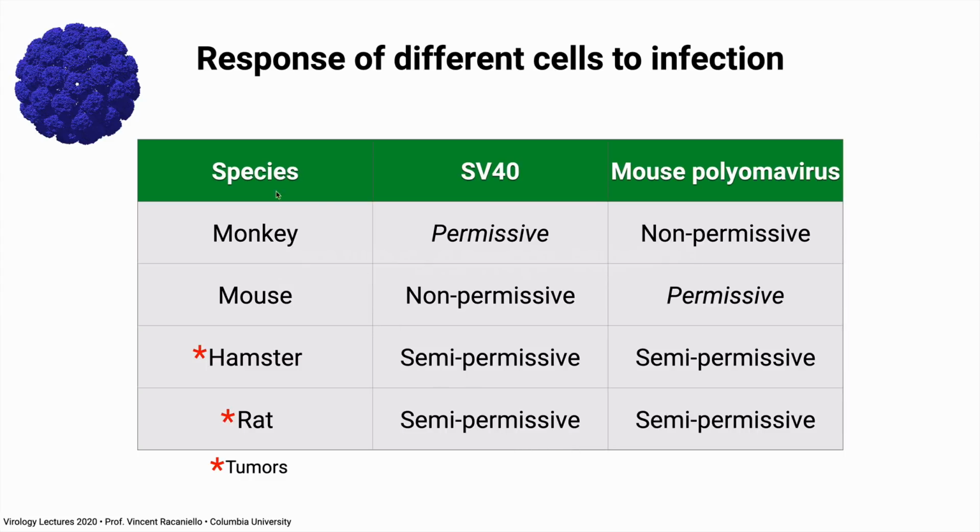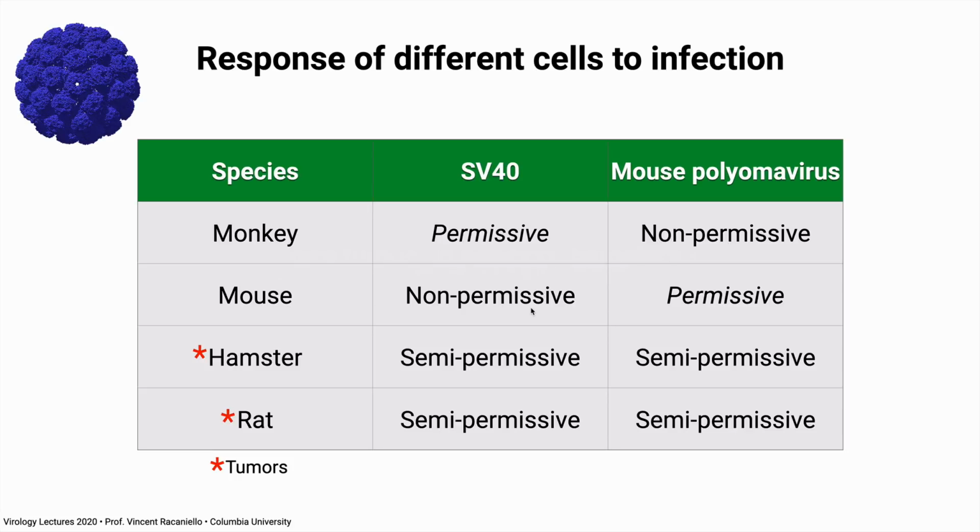So we have species, and then we have the virus, SV40 or mouse polyomavirus. If you take a monkey and you infect it with SV40, the monkey is both susceptible and permissive for the virus. So the virus replicates, no tumors. The virus is killing the cells. If you infect monkeys with mouse polyomavirus, it's completely non-permissive. The virus doesn't replicate at all, so nothing happens. You don't get any tumors.